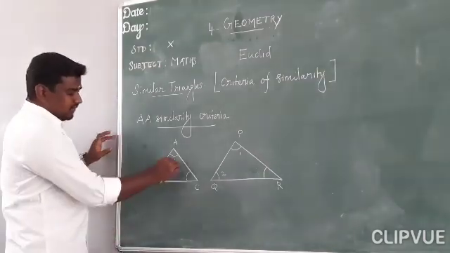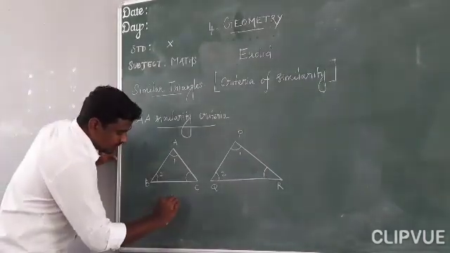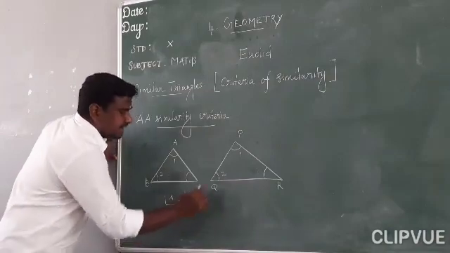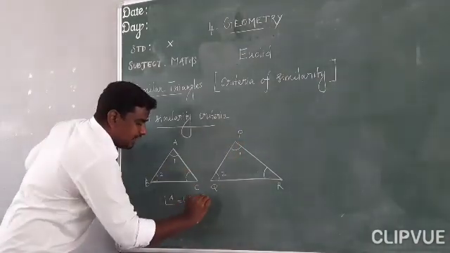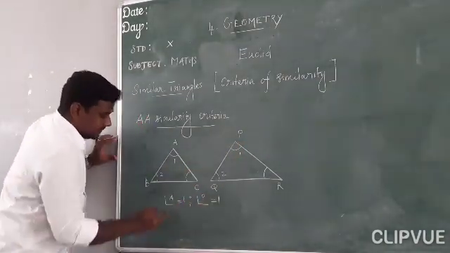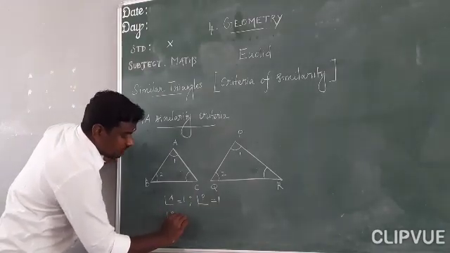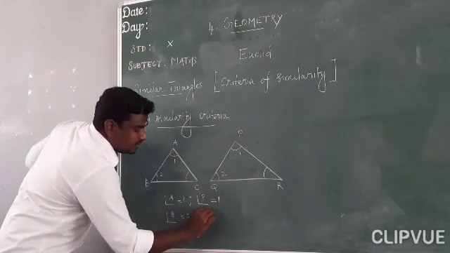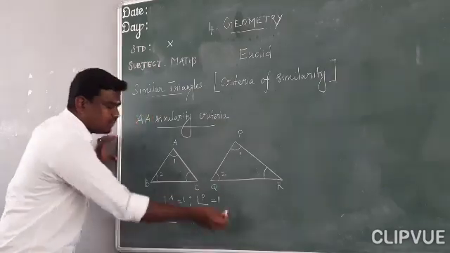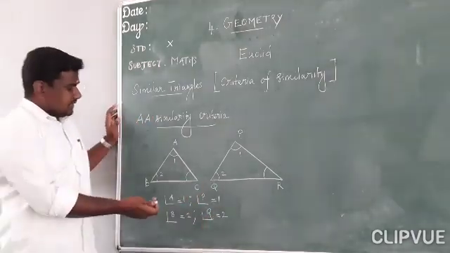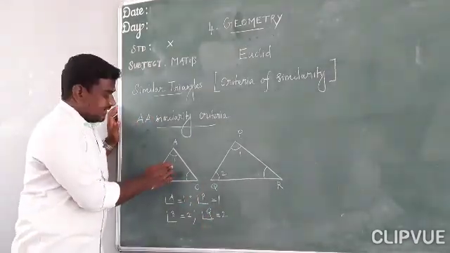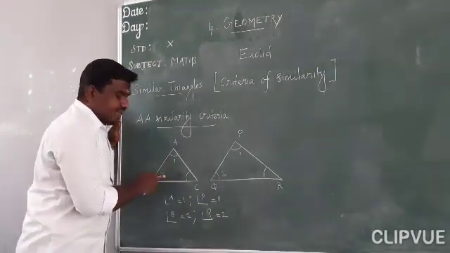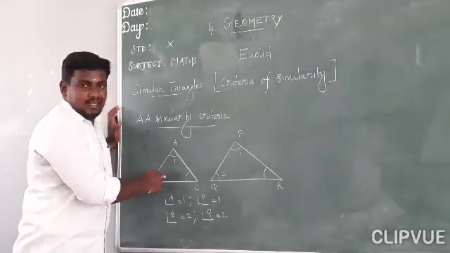If two angles are equal, the third one must be equal. How, sir? If angle A equals 1, the corresponding angle P is also 1. Angle B equals 2, and angle Q is equal to 2. The third one must be equal. If you take angle A as 40 degrees and angle B as 50 degrees.